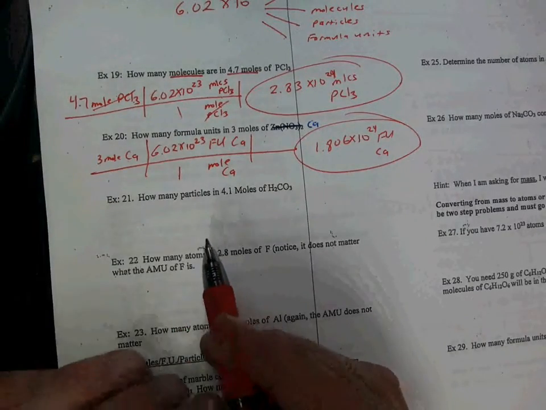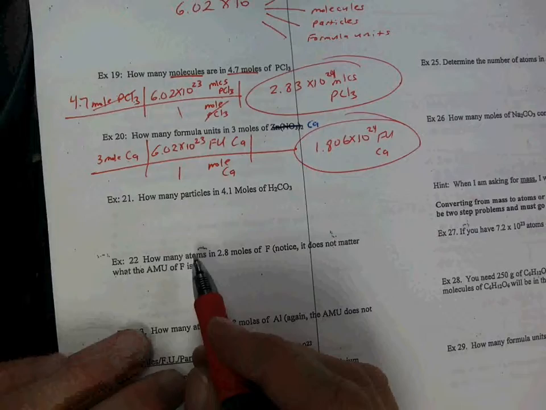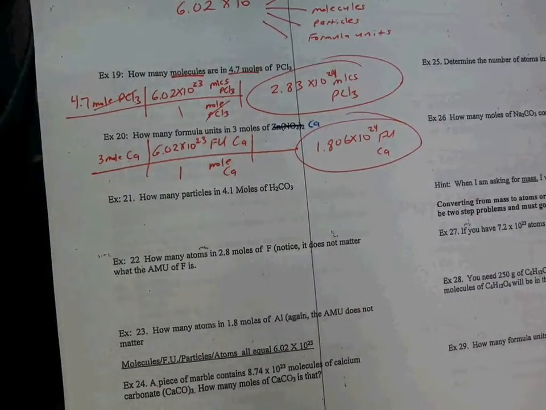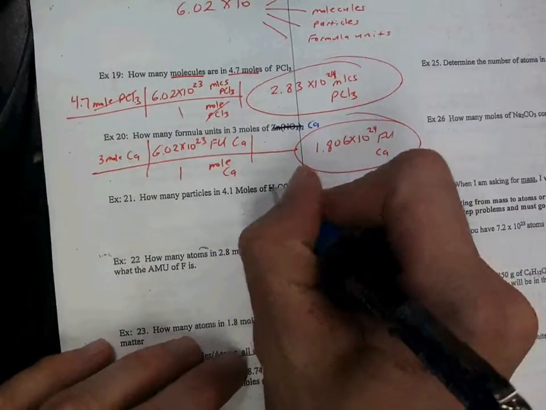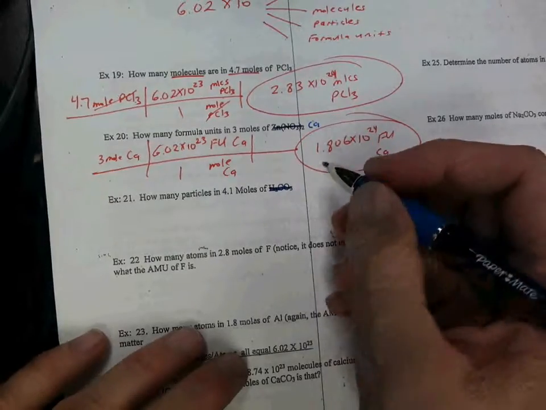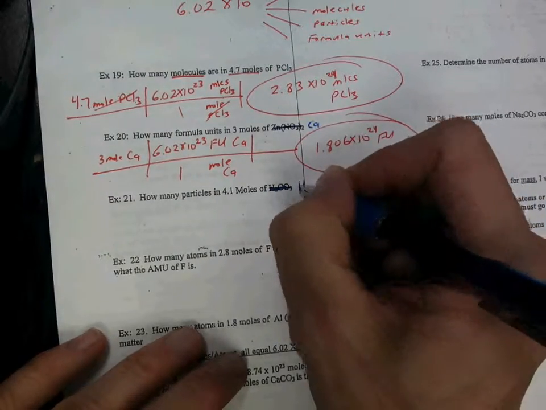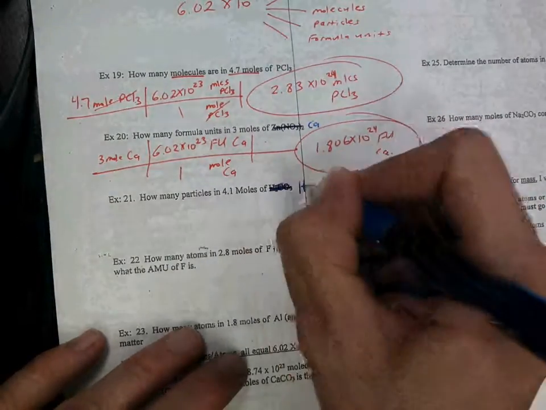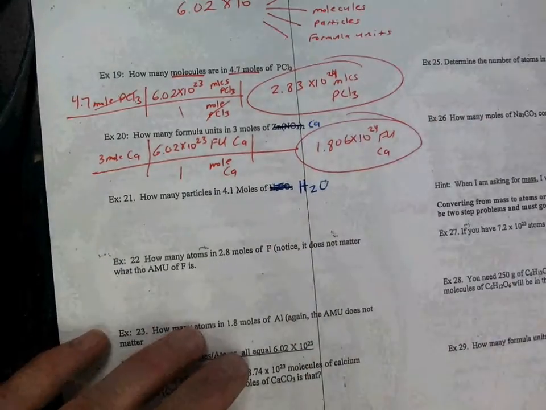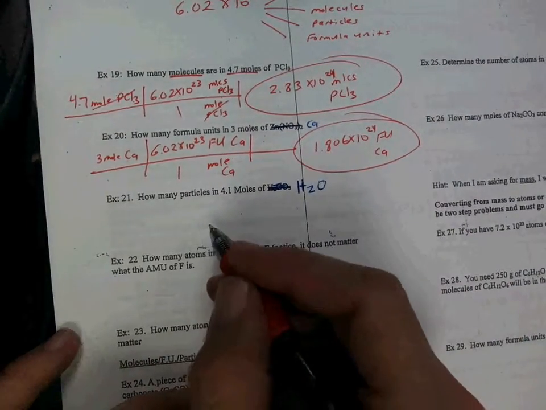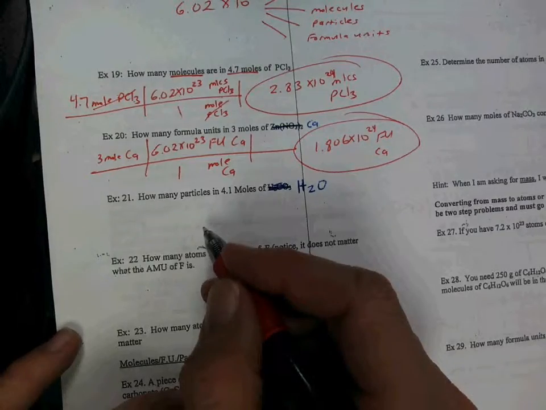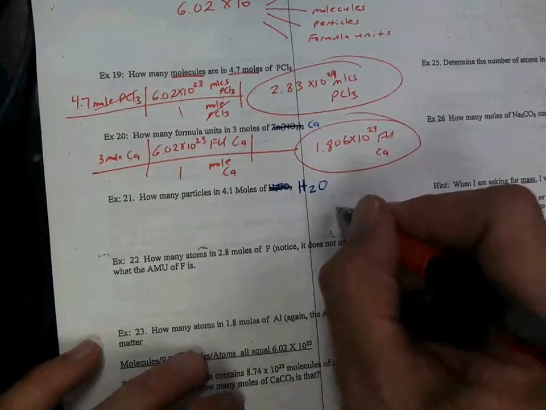All right, let's skip number 21. Actually, you try number 21 on your own and get an answer. So stop the video right now. And let's also change this. Change this to just water. That's easy. H2O. So just make it H2O there. All right, try number 21 now.